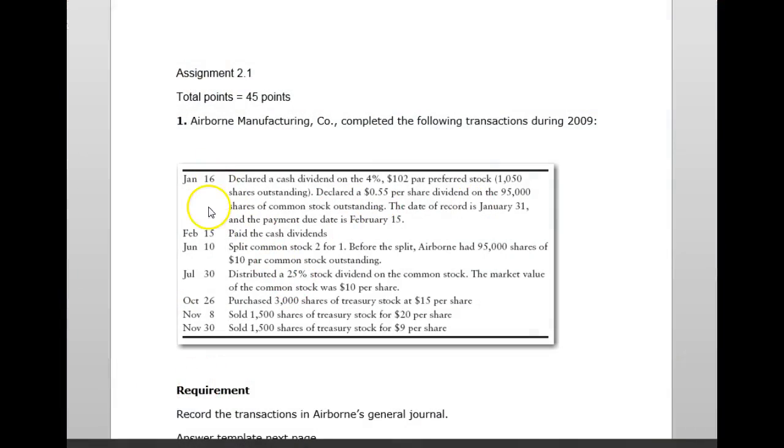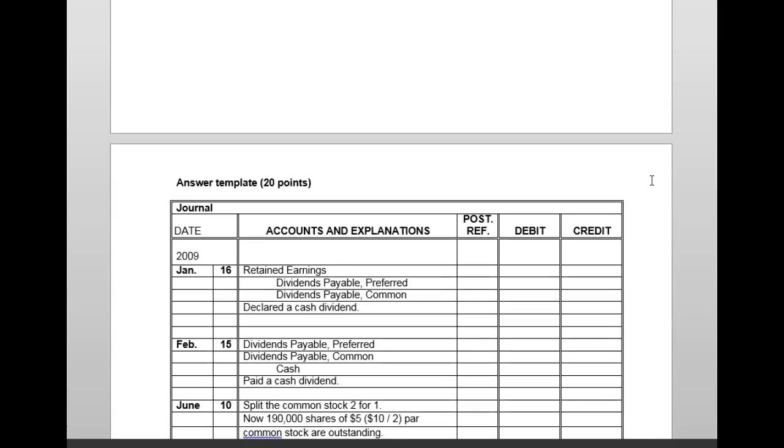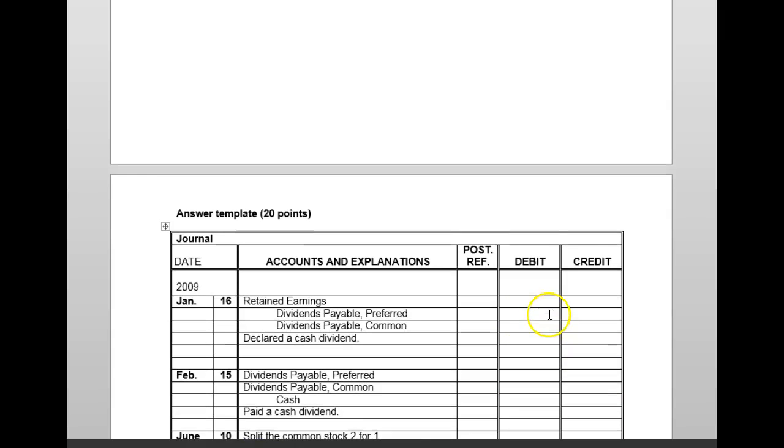Okay, so we've got 1, 2, 3, 4, 5, 6, 7 journal entries to record. And they're really easy, and I've laid them out so that you know what accounts you're going to credit and debit, or debit and credit, whichever way you want to look at that.